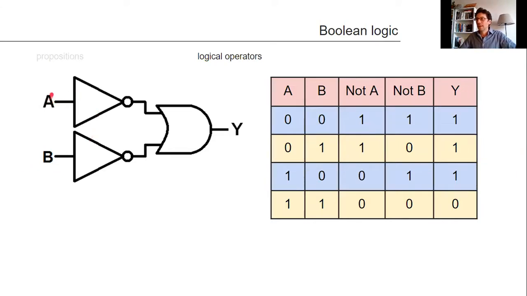Look at here. We have A switch, B switch, a NOT gate connected to A switch, a NOT gate again connected to a B switch, and we use an OR gate here.